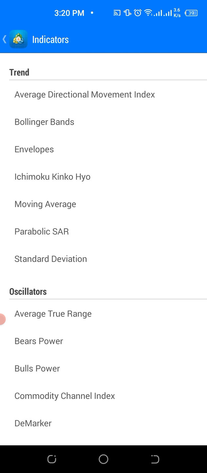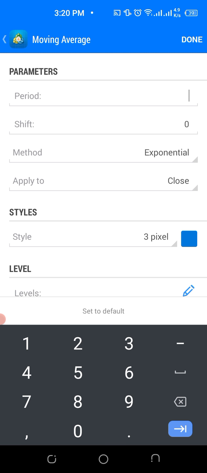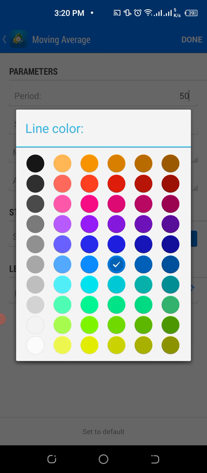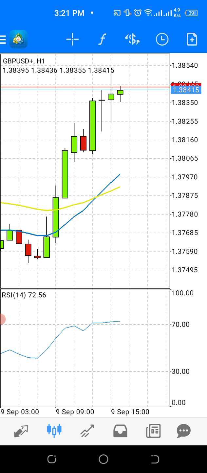So let me do that from here. If I click on OK now, bam, I now have 2 moving averages. Do you have 2 moving averages on your chart now? Yes. The yellow and the blue. This is my own yellow. Okay.